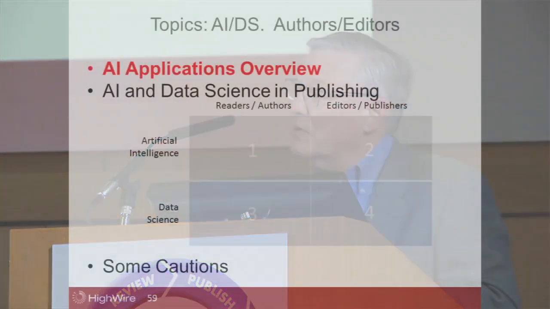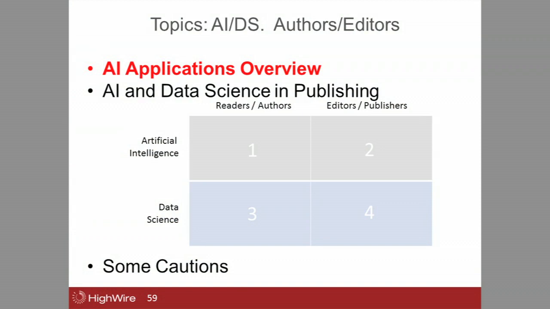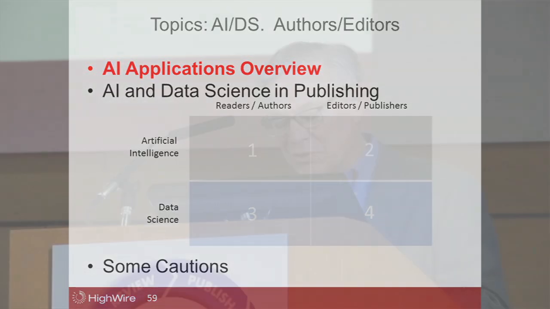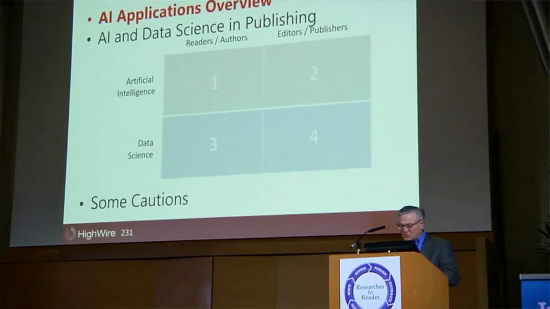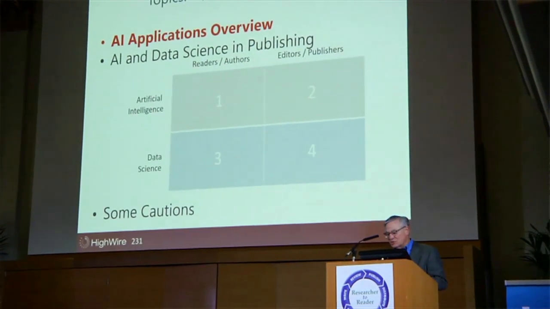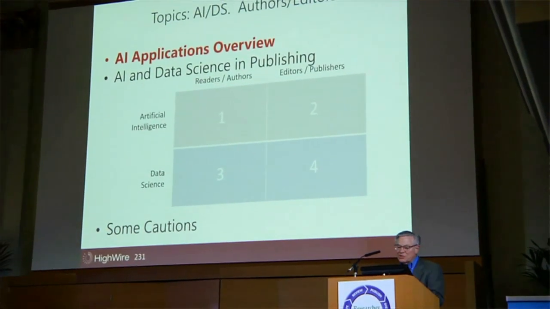So I'm not going to do a sweeping AI overview. I'm only going to offer brief comments about artificial intelligence, nothing about robots or autonomous cars. I'm not going to talk about how artificial intelligence and machine learning work. But I really want to look at the applications that I see as being first or second cousins of what we do in scholarly publishing.